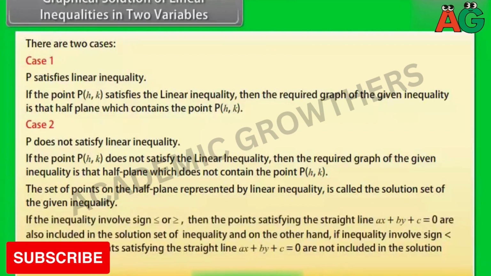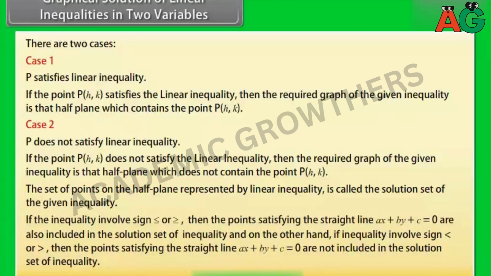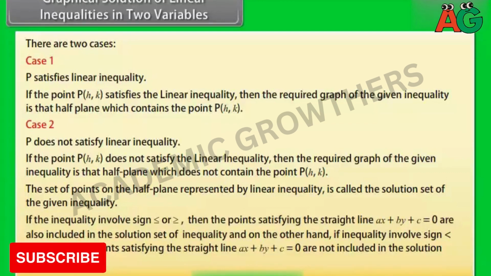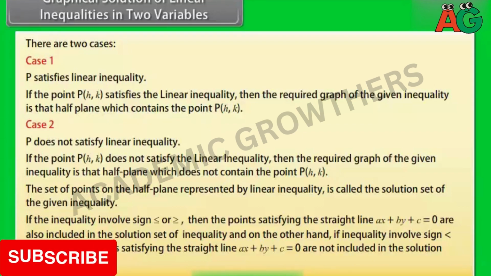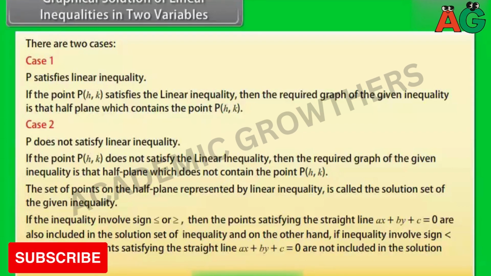If the inequality involves the sign less than or equal to or greater than or equal to, then the points satisfying the straight line ax plus by plus c is equal to 0 are also included in the solution set of the inequality. On the other hand, if the inequality involves the sign less than or greater than, then the points satisfying the straight line ax plus by plus c is equal to 0 are not included in the solution set of the inequality.